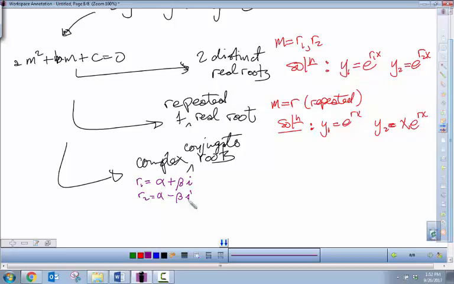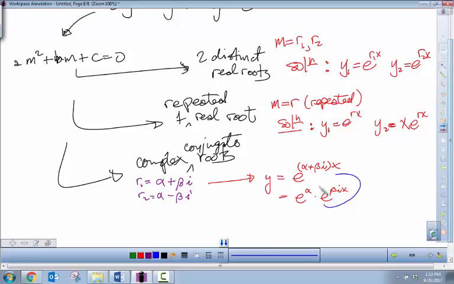So what we want to do is think about our solution as that complex number times x, and that's going to be the power for your exponential function. Now when we're adding powers, you can split that up with different bases. So you got e to the alpha times e to the beta i times x.